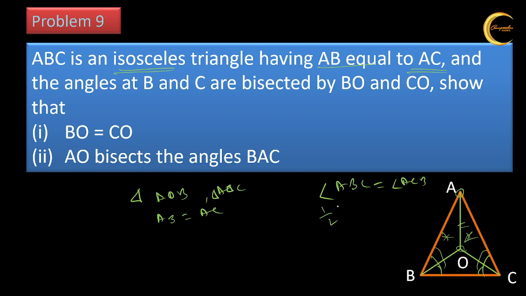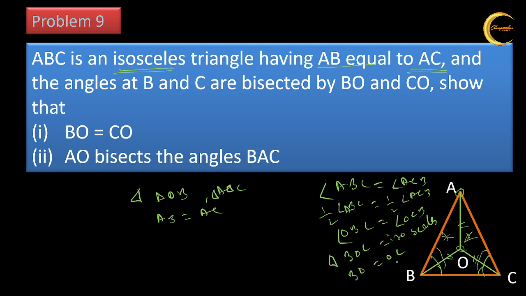So half of angle ABC equals half of angle ACB. This means angle OBC equals angle OCB. If these two angles are equal, then we can say BO equals CO. We can say this easily because it is an isosceles triangle. This triangle BOC is isosceles, so we can easily say BO equals OC.